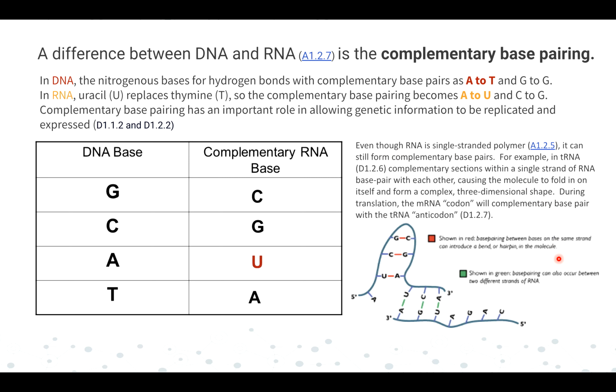Even though RNA is a single strand, there is a possibility of complementary base pairing, because if the RNA strand is quite big, you can't maintain that long thread. So in the 3D shape, there is a possibility they can come closer and form a bond. So that is also possible.